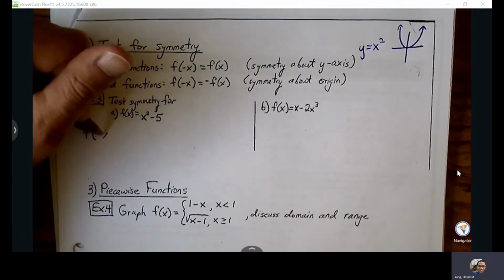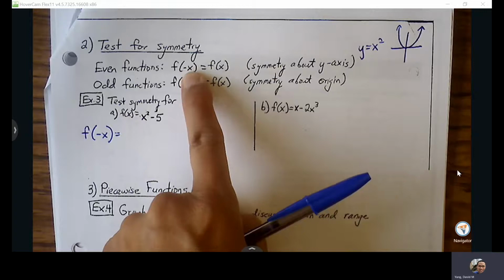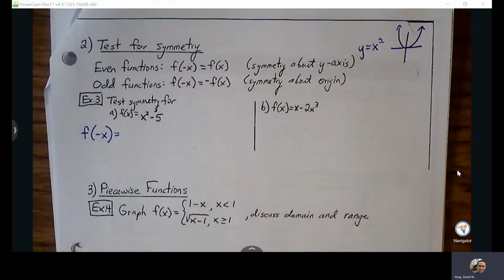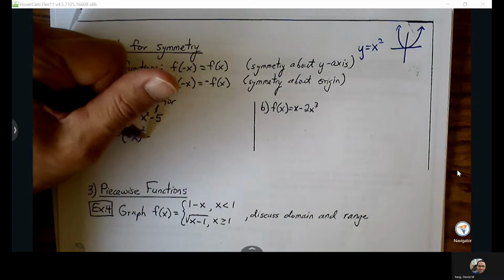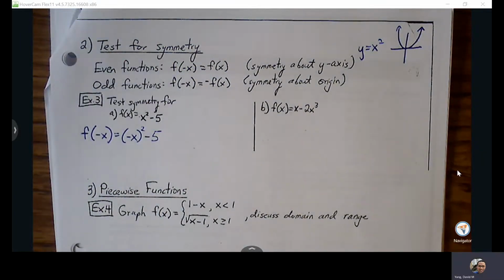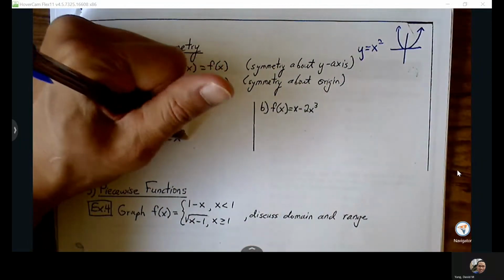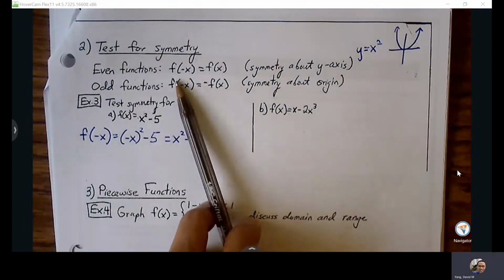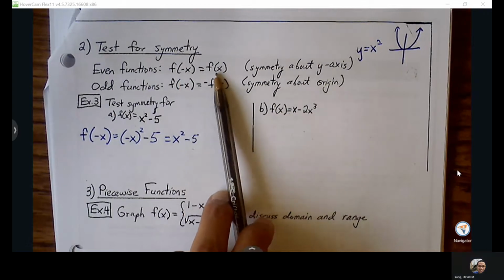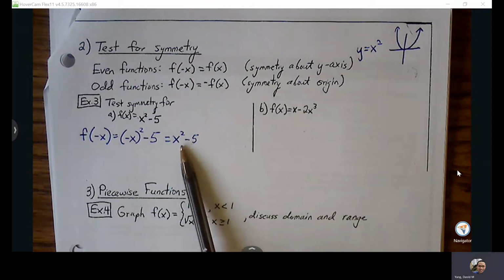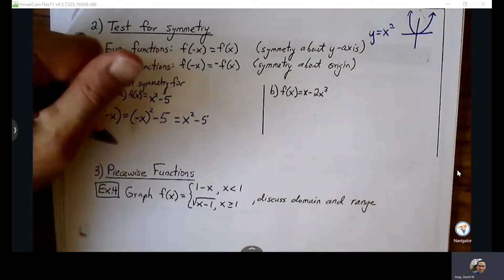We say f of negative x. We want to find f of negative x. So f of negative x just means I'm going to take my expression, replace every x with negative x, and see what that comes out to be. Okay. We see that it cleans up to just be x squared minus 5. So we know it passes the test if f of negative x ends up looking exactly like the original function. And it does, right? Here's my f of negative x, here's my f of x. No changes even after I made that substitution. So therefore, our function is even.